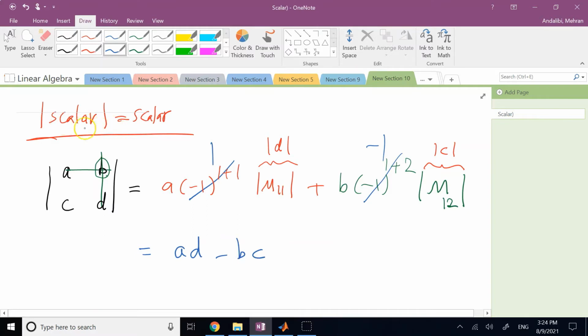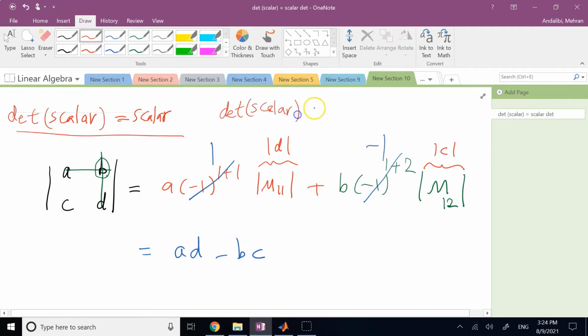Okay, and again, please pay attention. Determinant of the scalar is the scalar, not the absolute value of the scalar. Okay, so determinant of a scalar, let me write it this way. Determinant of a scalar is equal to the scalar, but determinant of the scalar is not equal to absolute value of the scalar.